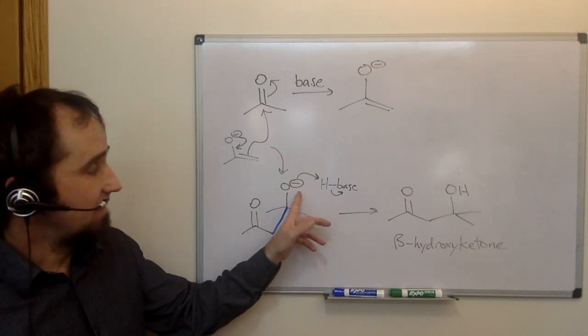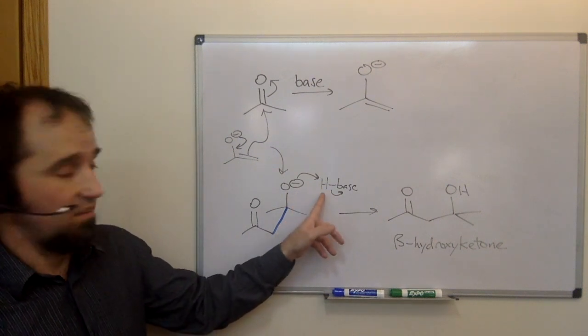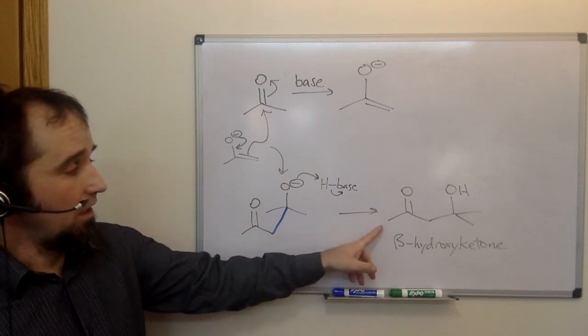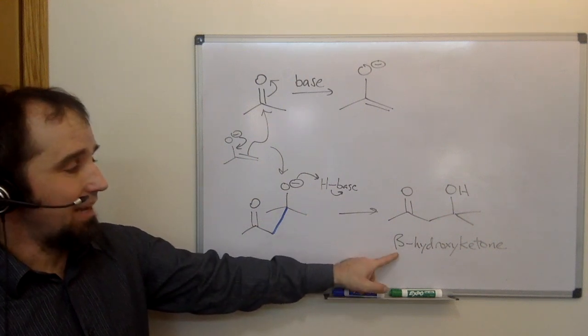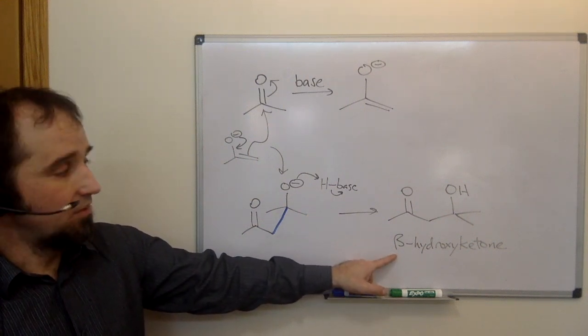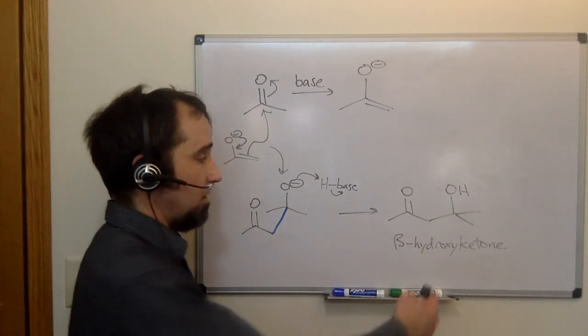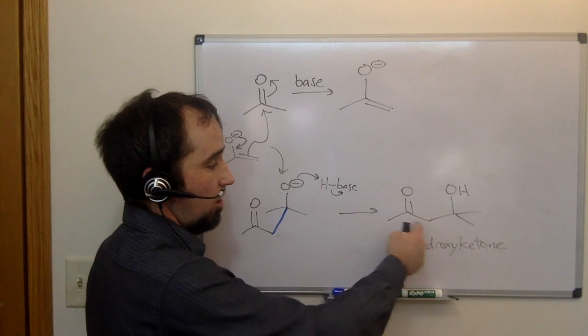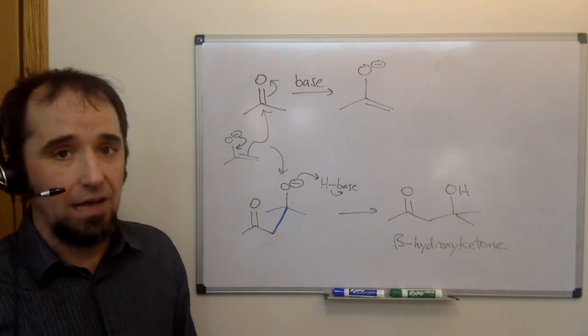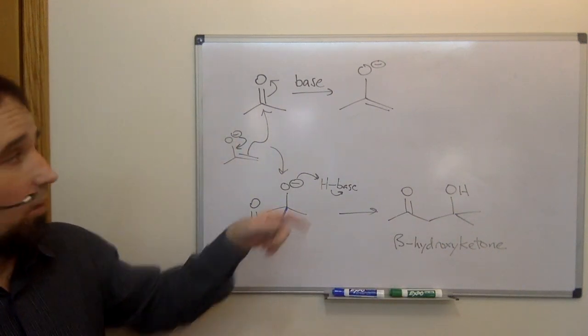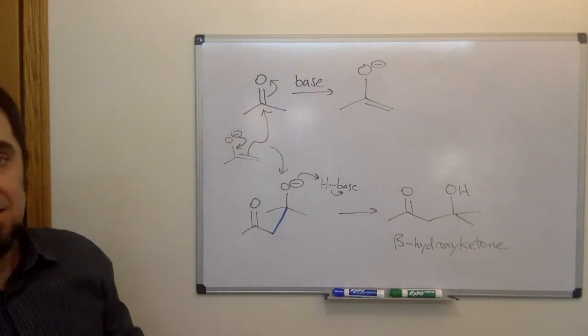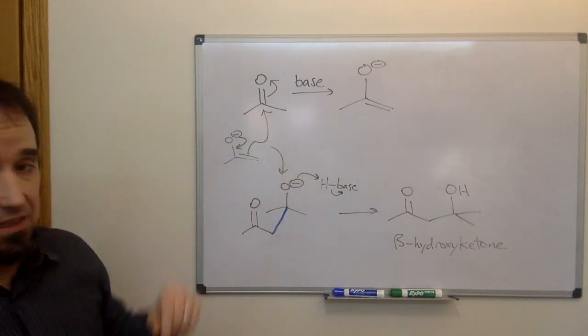This is going to then take some stray proton, probably one of the ones that our weak base took, and here I am. I'm at what's called a beta hydroxy ketone. So in terms of pattern matching, right? Whenever I see an alcohol 2 carbons away from that carbonyl, I think about this kind of reaction where an enolate attacks a ketone.